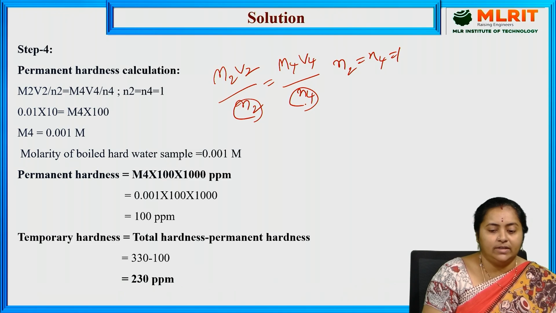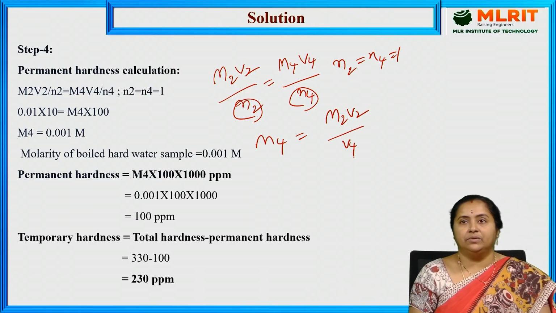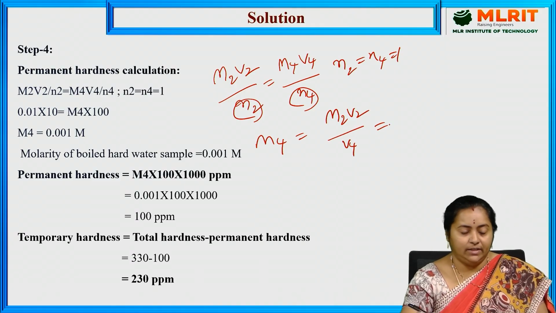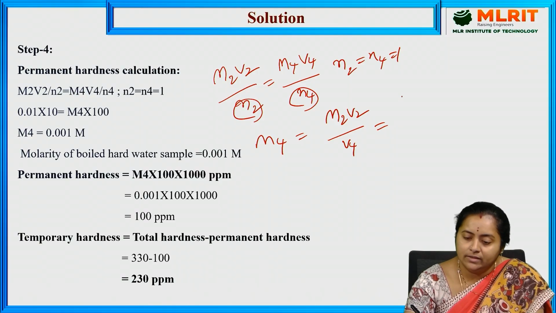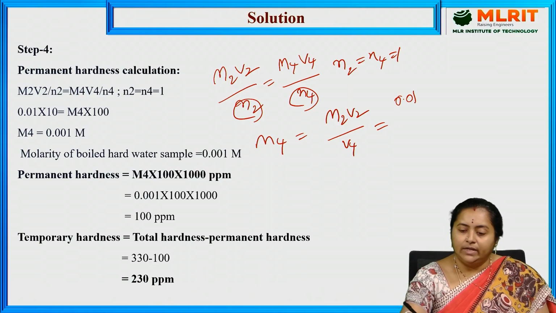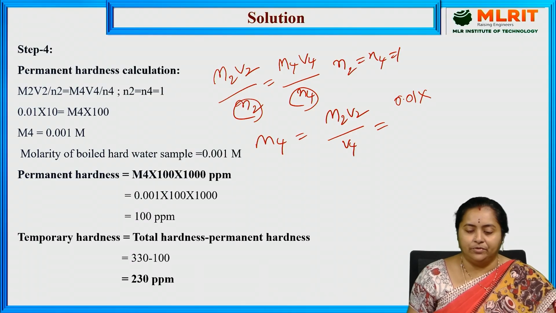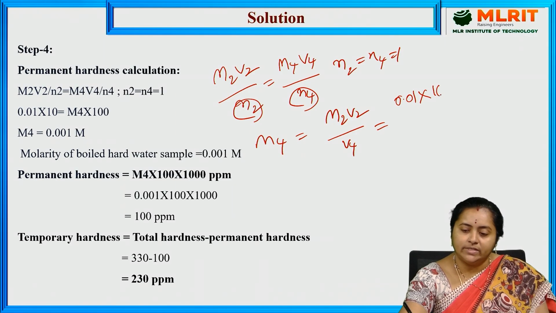So we can neglect the N2 and N4 values. What I need is M4. I just want to calculate M4. M4 is equal to M2V2 by V4. So what is M2? It is the molarity of EDTA obtained in step 2, which is 0.01. It is 0.01 into what is V2? Volume of EDTA consumed for this step 4. How much is given in the problem? It is given as 10.